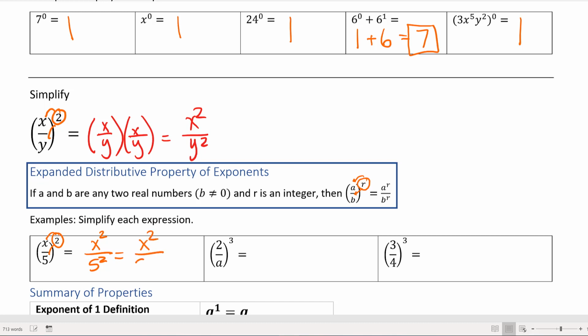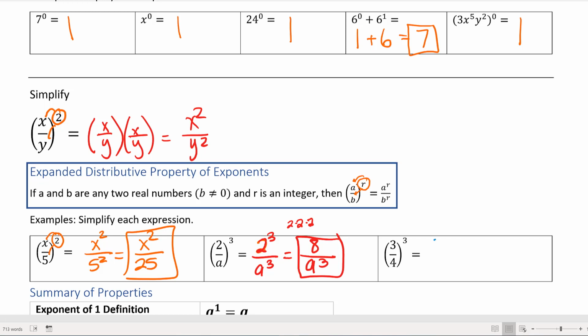So if I reduce 5 squared, that's 25. Our next example, we have 2 cubed in the top and a cubed in the bottom. Now 2 cubed can reduce to 2 times 2 times 2. 2 times 2 is 4 times 2 is 8. So we get 8 over a cubed.